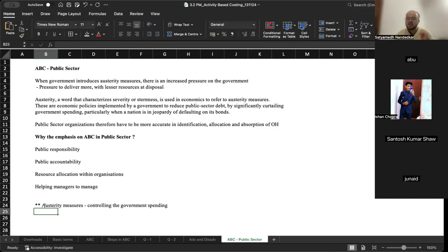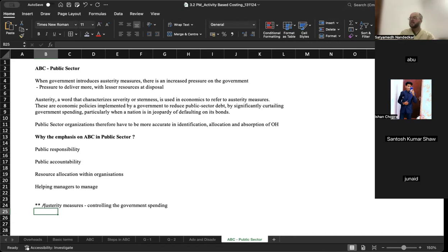So with lesser resources, the government has to deliver more. Austerity, a word that characterizes severity or sternness, is used in economics to describe austerity measures, which are policies implemented by the government to reduce public sector debt by significantly curtailing government spending. When the government has to reduce its expenditure, when the nation, when the country is in a difficult position, when the nation is in jeopardy of defaulting on its bonds.